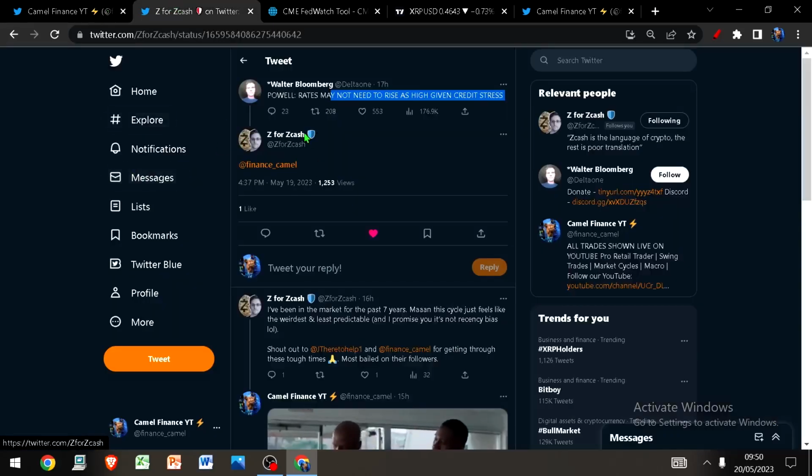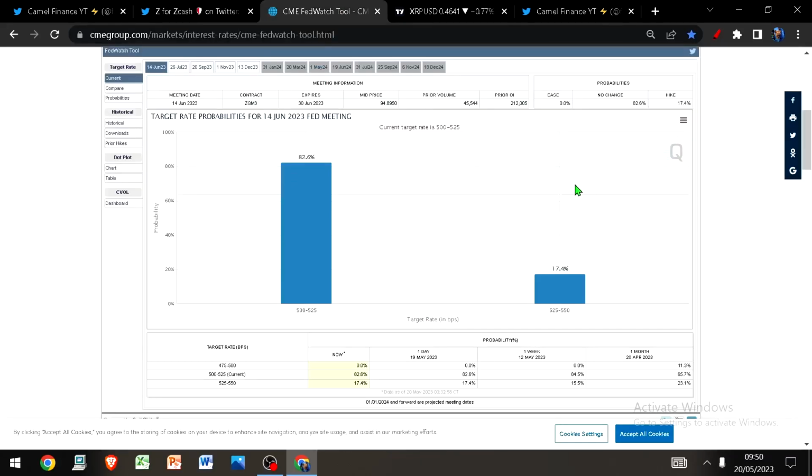First of all, shout out to Z here for bringing this to my attention. Powell has said that rates may not need to rise as high given credit stress. And immediately upon this statement, what we saw was the rate shift from 60% on a pause and 40% on a hike to 80-20, as you can see here. So this is probably going to jump around a bunch more times between now and the 14th of June. But so far, we're still looking towards a pause, which should give us space to see a melt up unfold, or at least a run towards all-time highs.